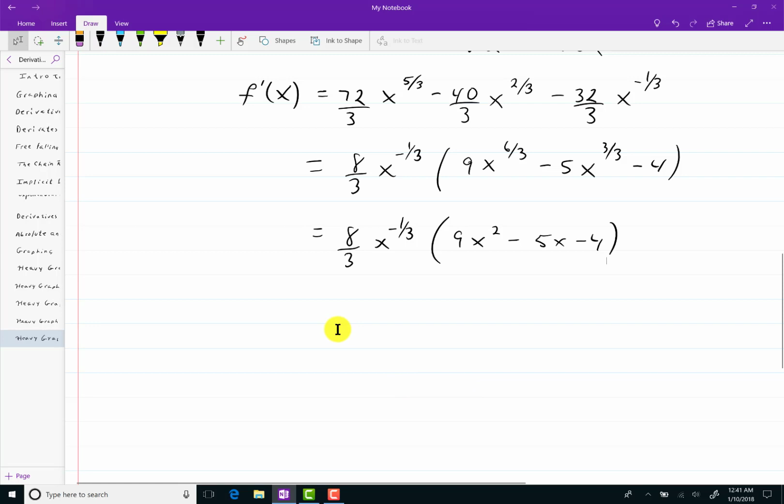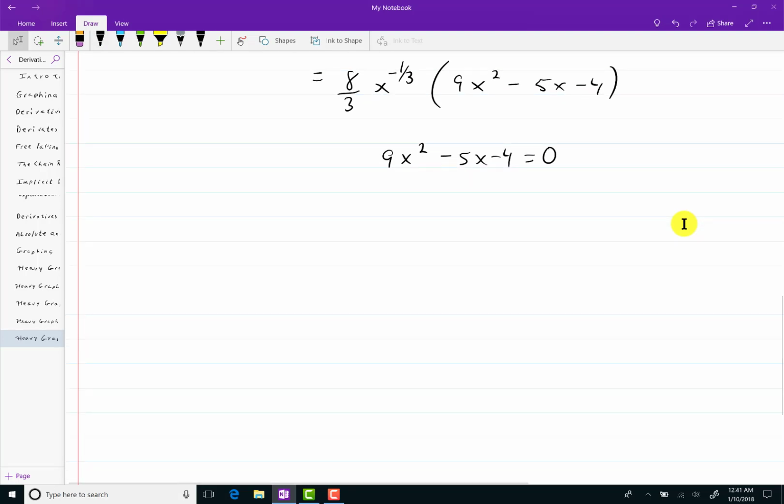Now, one critical number that you get right off the bat is x equals 0. The derivative is not defined when x equals 0 because of this negative exponent. So let's keep that in mind. The other critical numbers I'm going to get by setting this part equal to 0. Once again, I'm going straight to the quadratic.